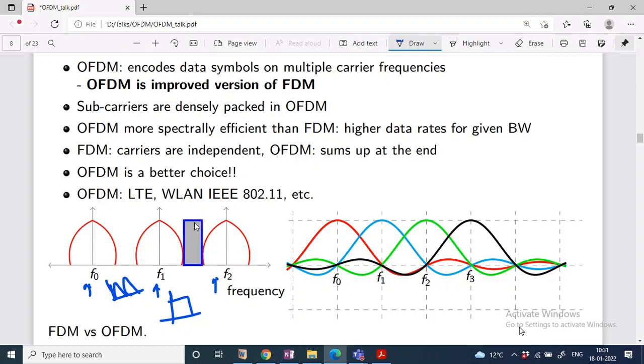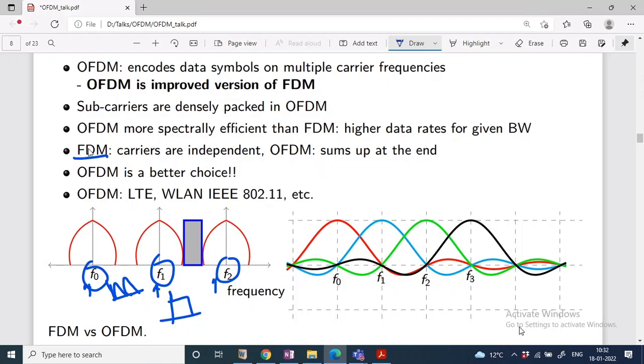So that is a drawback. Why is it a drawback? Because the guard band generally does not carry any information, so that is a loss of frequency bands. Another drawback is that these frequency bands are independently modulated, so we need multiple oscillators, like an F0 frequency oscillator, an F1 frequency oscillator, and so on. So multiple oscillators and guard bands. That's why FDM is not a spectrally efficient modulation technique.